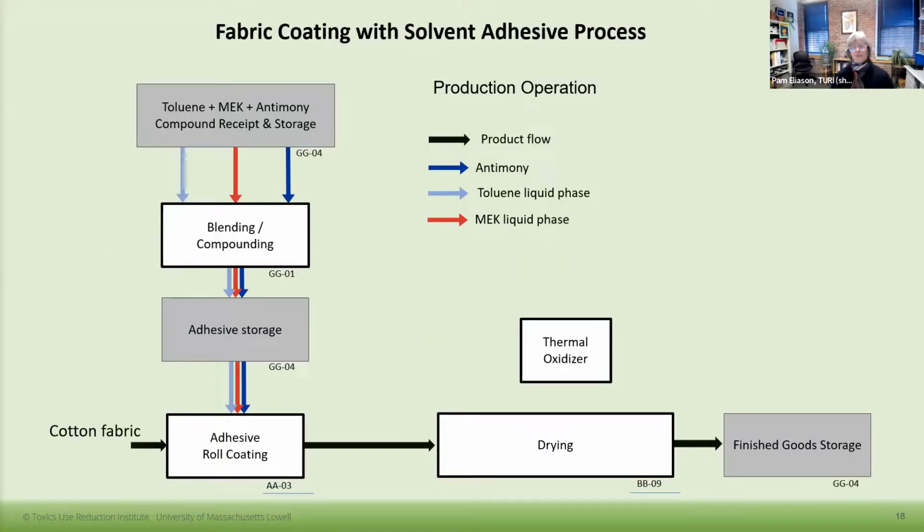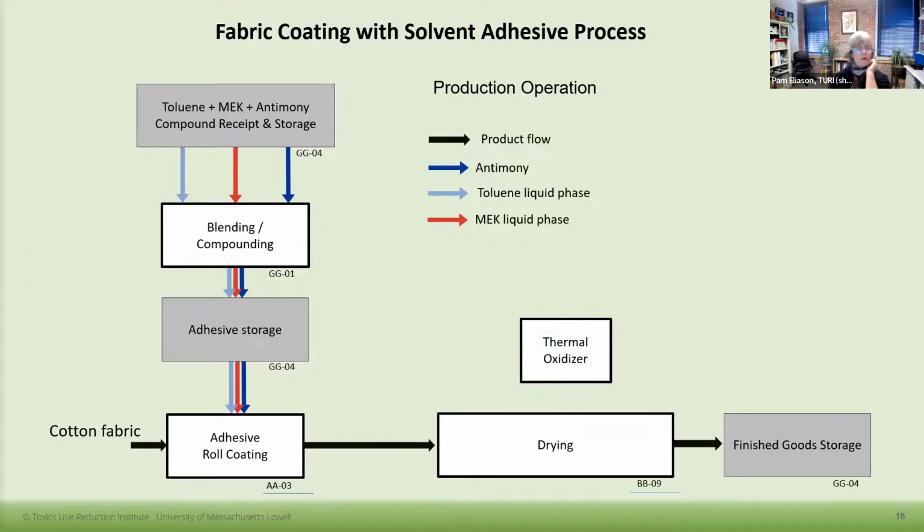Here's another example. So this is a little bit more complex. This is showing that there are 3 different reportable toxic chemicals associated with this fabric coating process. This is the part of fabric coating where they're applying an adhesive to the fabric itself, to the textile. So you can see on the bottom, you've got the cotton fabric that's going through an adhesive roll coating process, going through drying, and then they're done.